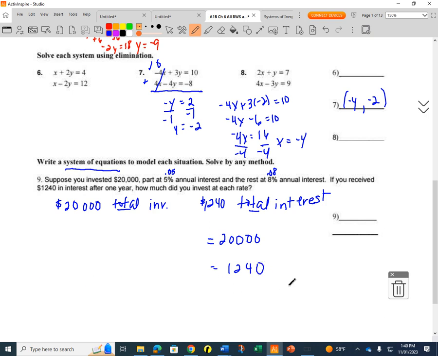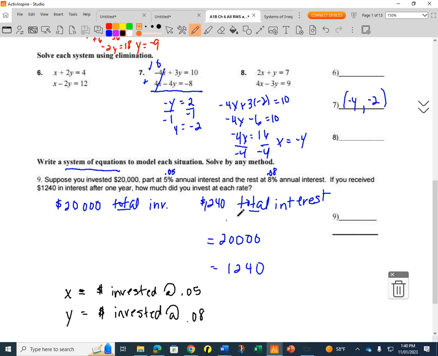But before I go any further, I'm going to define my variables. So what are my variables? So I'm going to use an X and I'm going to use a Y. We know how much did you invest. When you invest, you can invest time, but that's not what they're talking about here, right? They're talking about money. So X is going to be the money invested at 5%, and I'm going to put 0.05. And so what do you think Y is going to be? Nope, money is going to be the money invested at 8%.